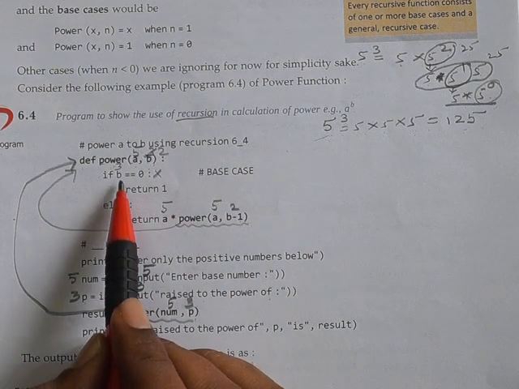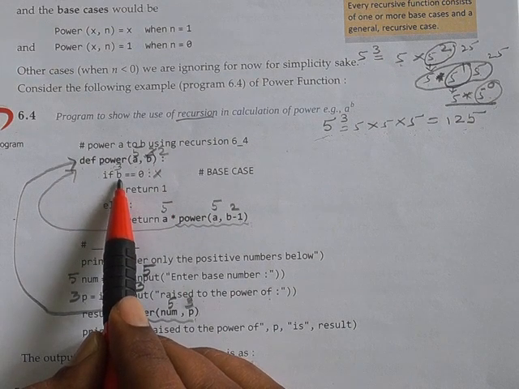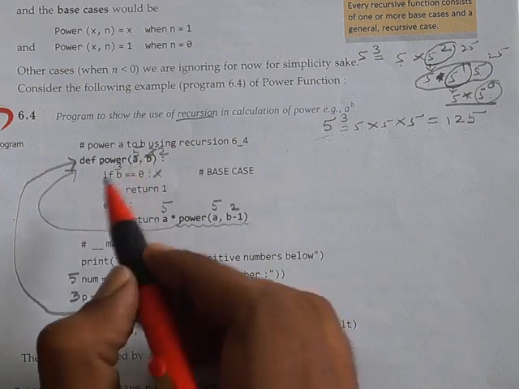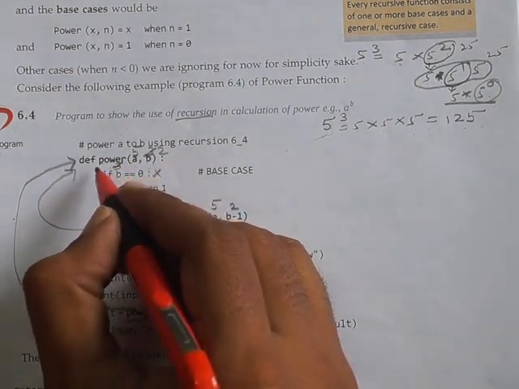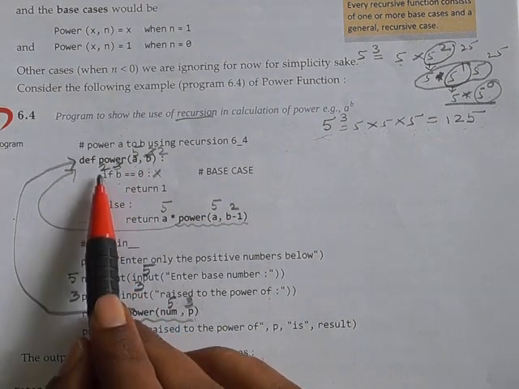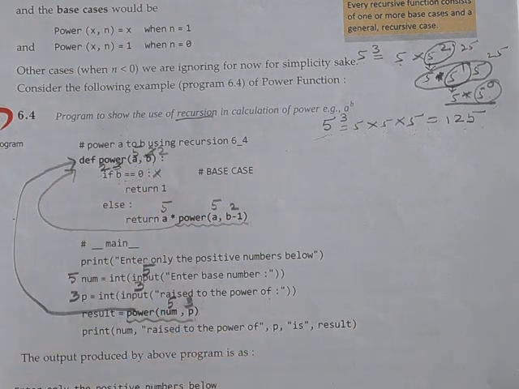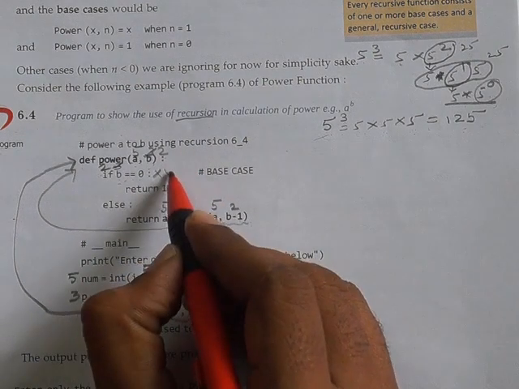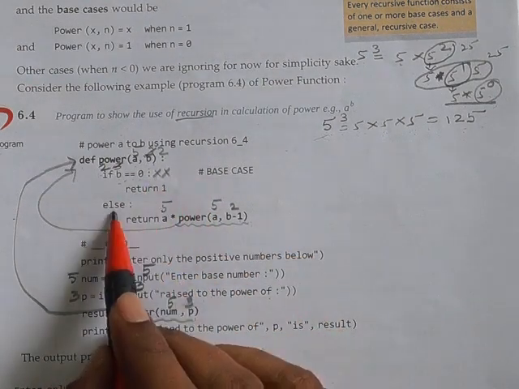Then what is the value of B? The B value is 2 now. B equal to 0? 2 is equal to 0. Is the condition false or true? The condition is false now. So it will come to the else statement.